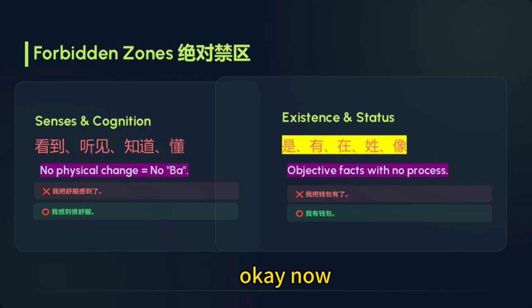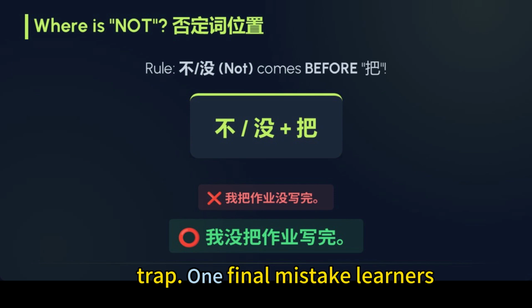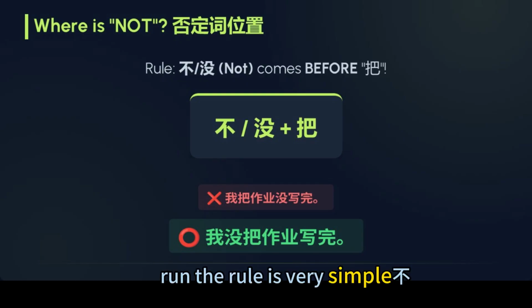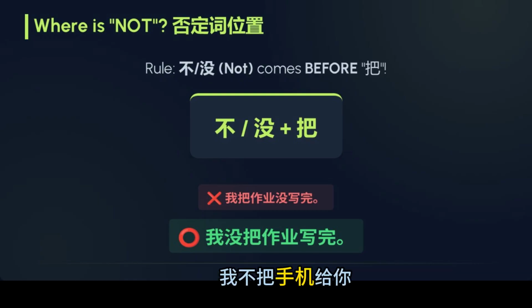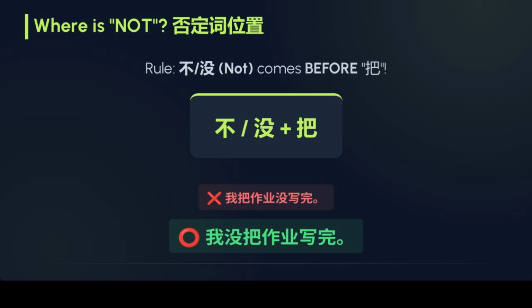Okay, now we should pay attention to the negation trap. One mistake learners make all the time is 我把没作业做完. Wrong. The rule is very simple. 不 or 没 always goes before 把. 我没把作业做完. 我不把手机给你. Remember, negation always stands before 把.